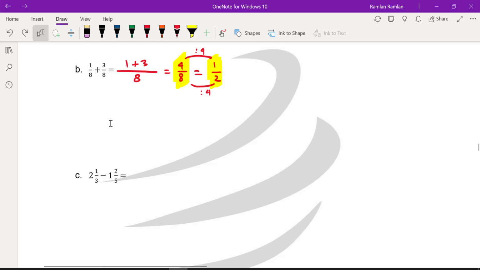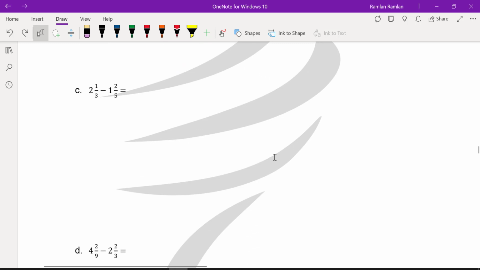Okay, now let's go to the next question. Here we have a mixed number, 2 and 1 over 3 minus 1 and 2 over 5. So my suggestion is, guys, you need to convert the mixed number into what they call an improper fraction. So how to convert that? So it's like 2 and 1 over 3. If you want to convert this into an improper fraction, you just multiply the 2 with the 3, and then add it with the 1. So it's just multiplication and addition. 2 times 3 is 6. 6 plus 1 is 7, right? So that'll be 7. And then the denominator doesn't change.